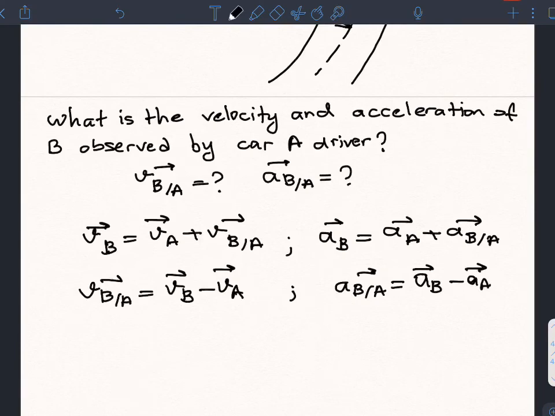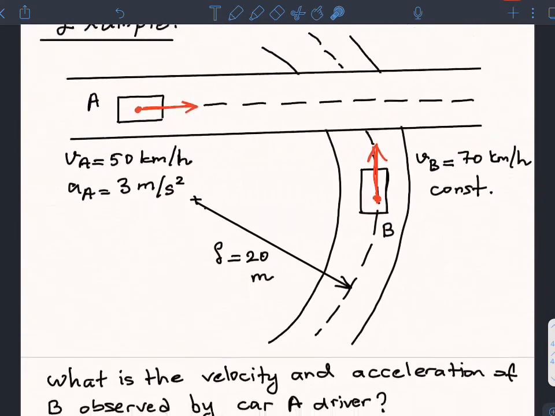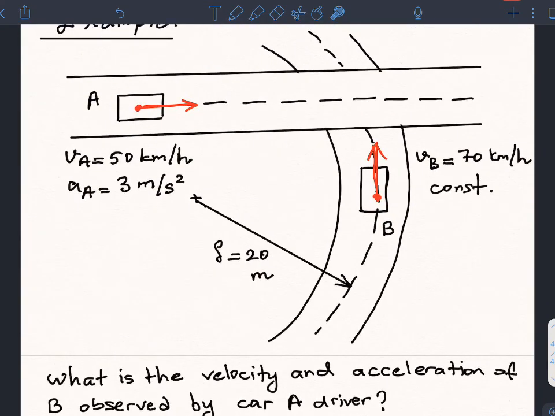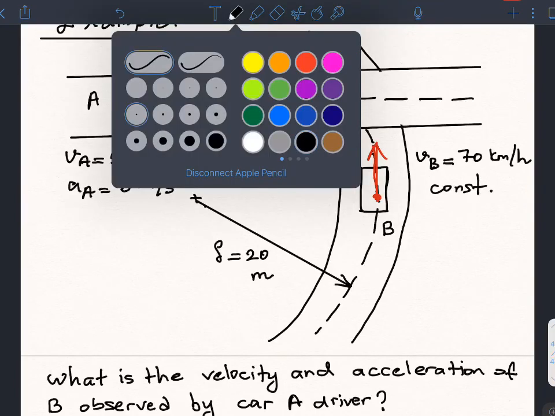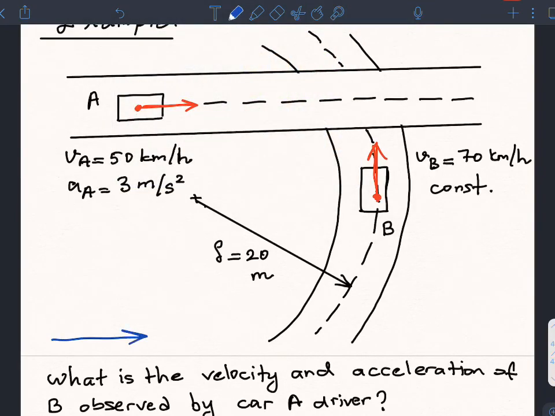So we need to determine these. What are these quantities here? These quantities are the velocities and accelerations observed from a fixed reference point, which is us looking from outside. So you can just put a coordinate system xy somewhere here. As you can see, it's a fixed coordinate system. And based on this, you can write VA, VB, AA, and AB in vectorial form.